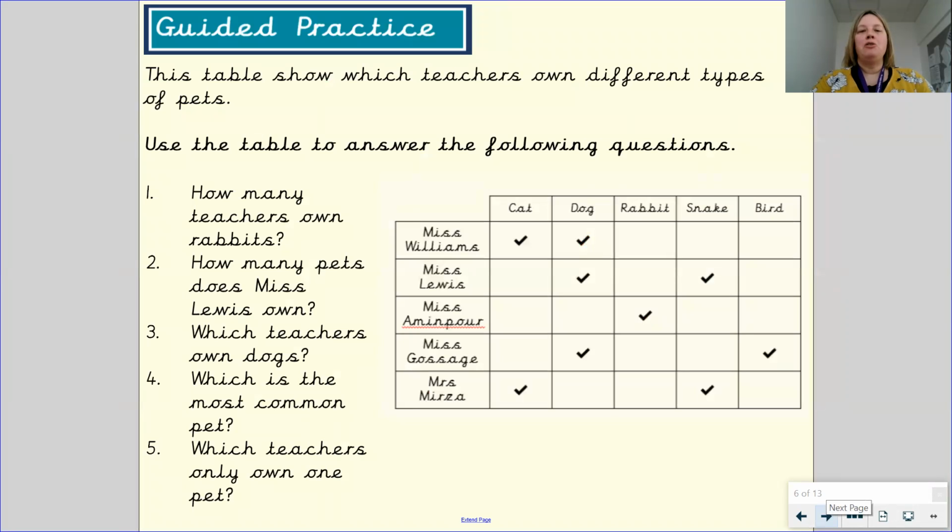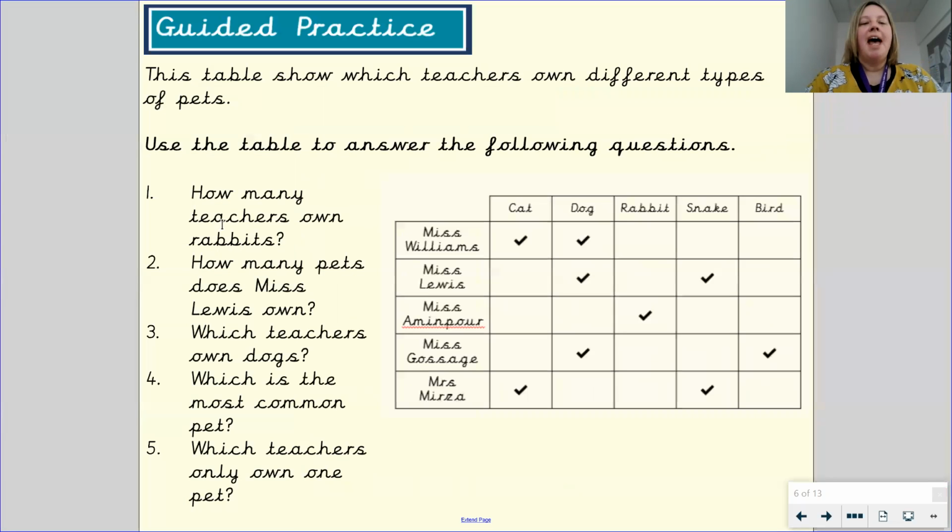The table shows which teachers own different types of pets. Use the table to answer the questions. So we've got our table here with some information. Along the top, we've got some names of different pets: cat, dog, rabbit, snake, and bird. Then we've got the names of the different teachers and ticks to show what pets they had at home. We're going to use the table to help us to answer some questions.